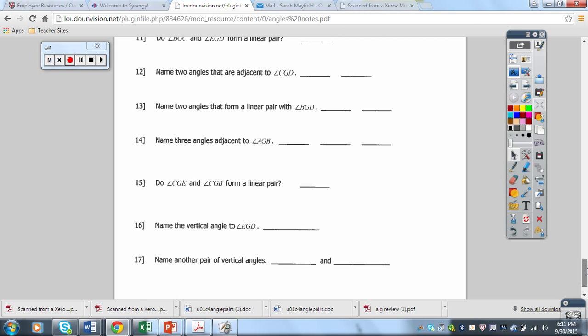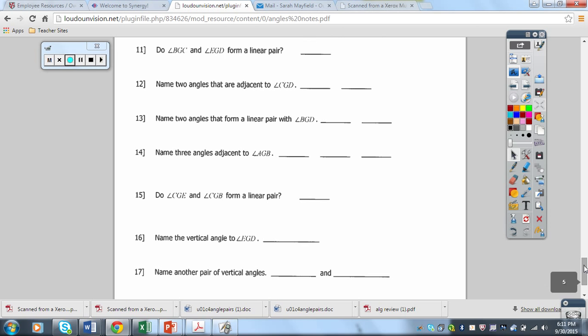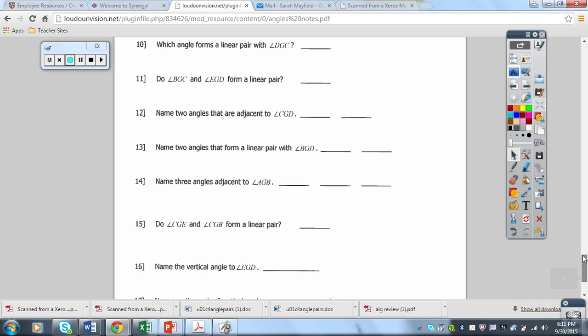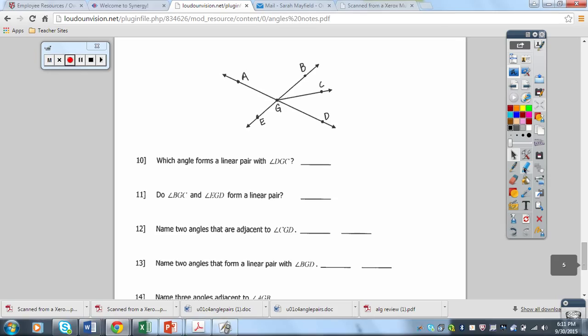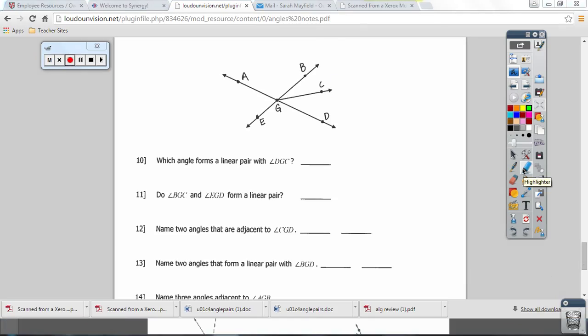Do CGE and CGB form a linear pair? All right, so let's check this out. And let's scroll correctly. CGE. What's that one? CGB. All right, semicircle? Yep, so yes it does. Number 16. Name the vertical angle to EGD.